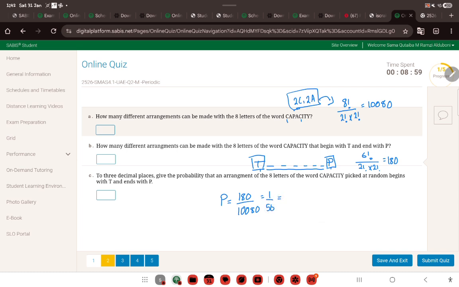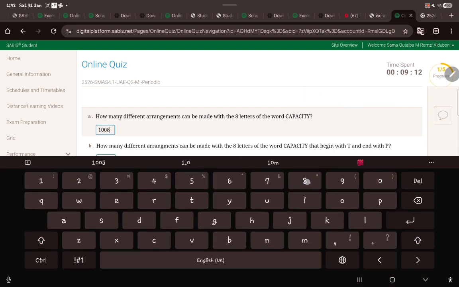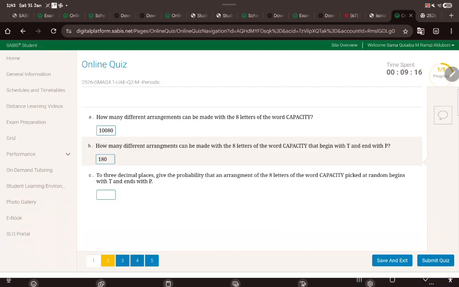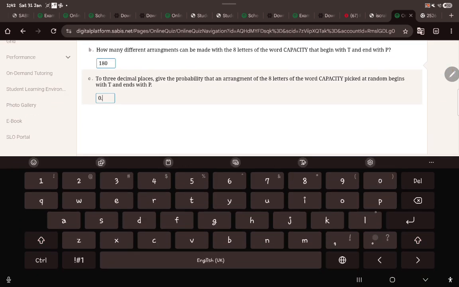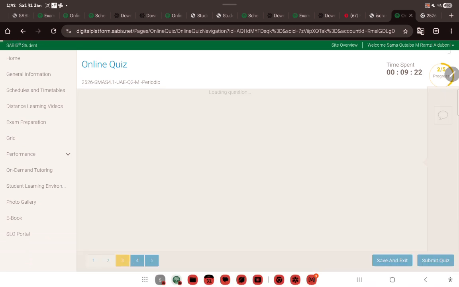We get 1/56, which is equal to 0.018 if we round it to 3 decimal places. So this is 10080. This one is 180. And this one is 0.018. Question 3.